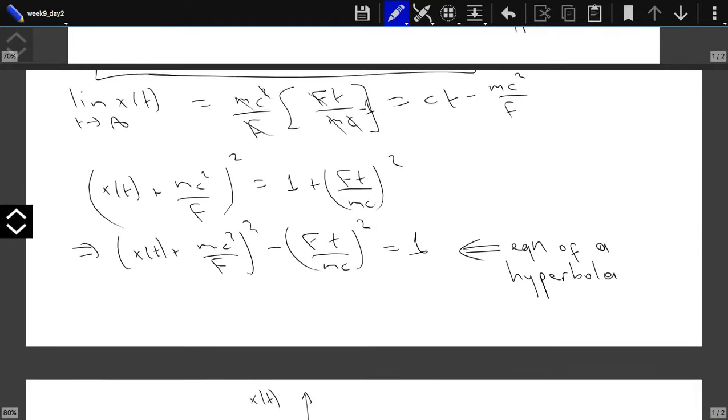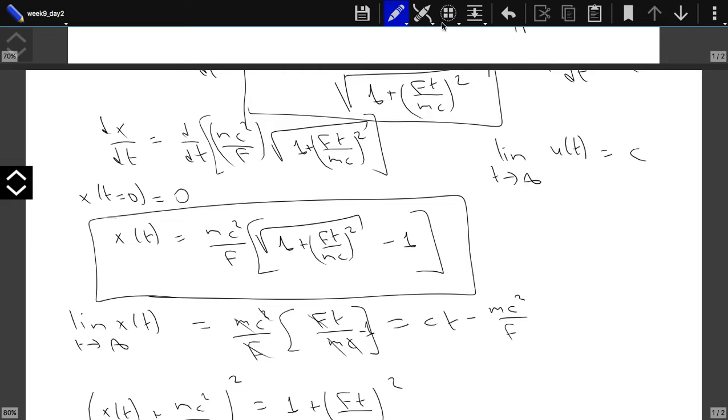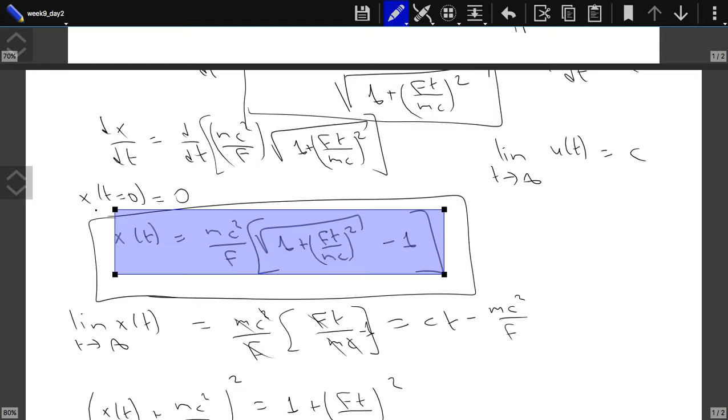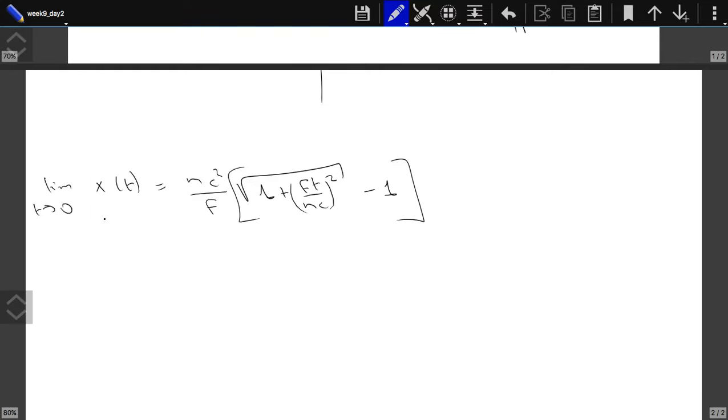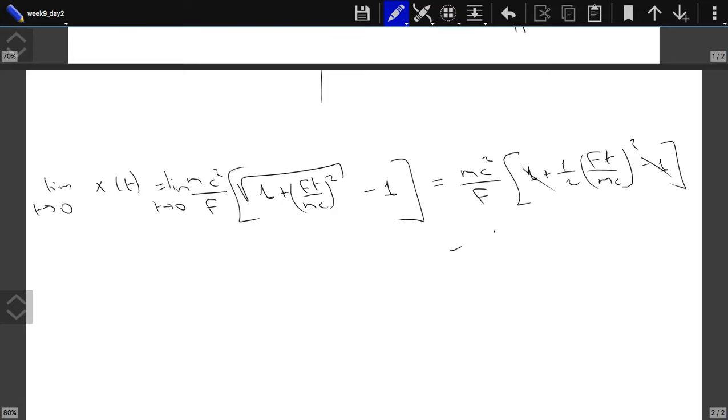Well, the parabola is when the speed is slow. That's in Newtonian mechanics. If you look at the limit as t goes to 0 of x of t, how does it behave for small t? Well, if t is sufficiently small, meaning that this factor over here is much, much less than 1, I can use the Taylor expansion. This is equal to mc squared over f, 1 plus 1/2 ft over mc squared minus 1. They cancel. So this is f over m, 1 over 2, f over m t squared. Yes, as long as its speed is slow, this is nothing but the Newtonian acceleration. This is just 1 over 2 a t squared.